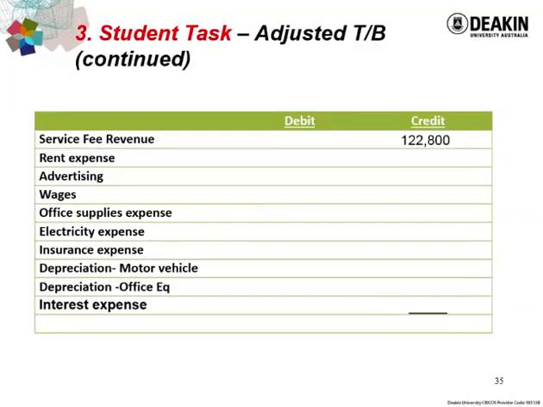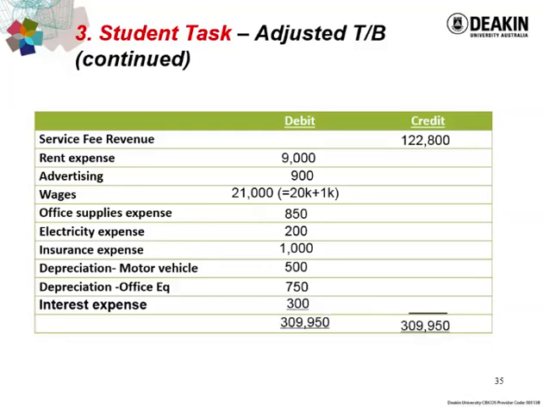Service fee revenue credit 122.8K. Rent expense 9K debit. Advertising 900 debit. Wages 21K debit, which is equal to 20K plus 1K. Office supplies expense debit 850. Electricity expense debit 200. Insurance expense debit 1,000. Depreciation for motor vehicle debit 500. Depreciation for office equipment debit 750. Interest expense debit 300.